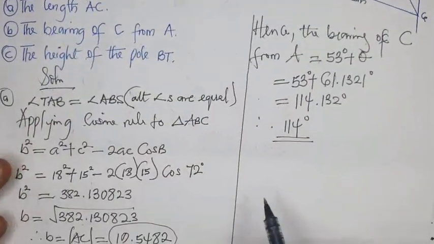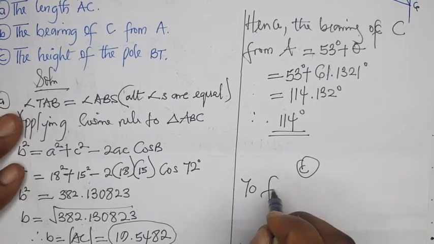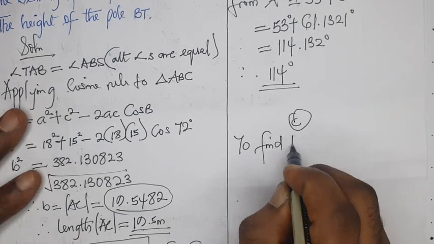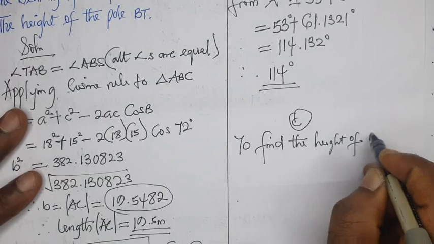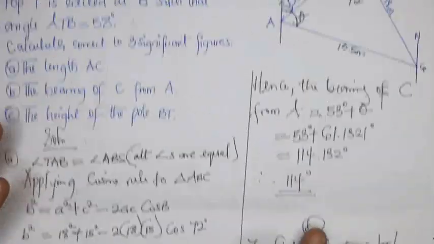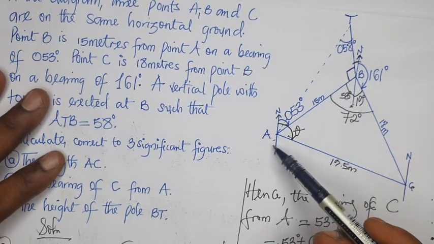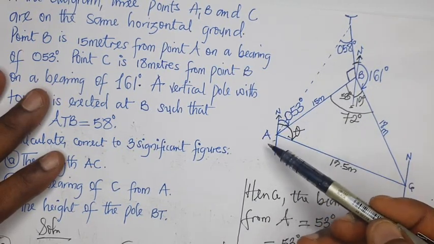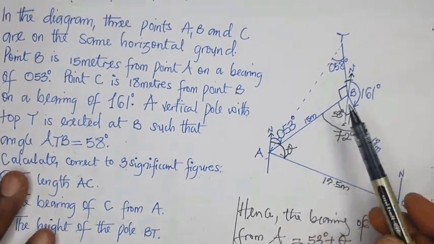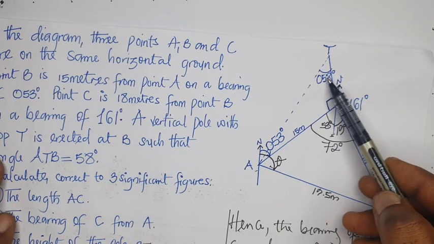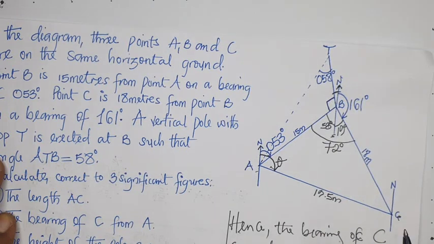So I'm going to write it out here. For C, to find pole BT, to find the height of BT, what we can do, now go back to the diagram to see something. We already have the length of line AB, which was given to us in the question as 15 meters. We also already have the angle of 58, which is complete. So for us to know what is missing at this point, this is what we are going to do.